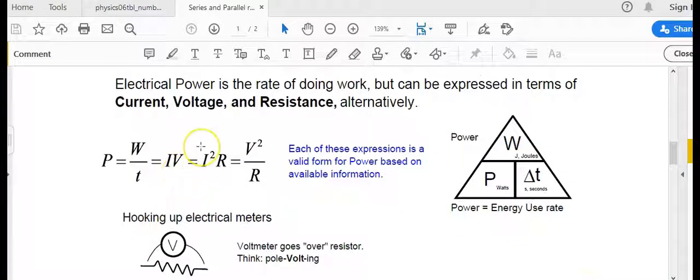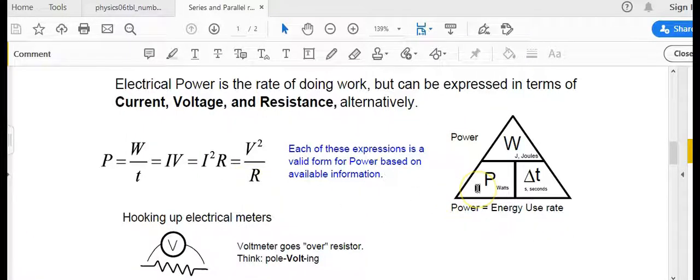Electrical power is the rate of doing work, but can be expressed in terms of current, voltage, and resistance alternatively. So power is work divided by time, and it's also IV, current times voltage. And there are two other expressions that can be derived from this, I squared R and V squared over R. Each of these expressions is a valid form of power based on available information.